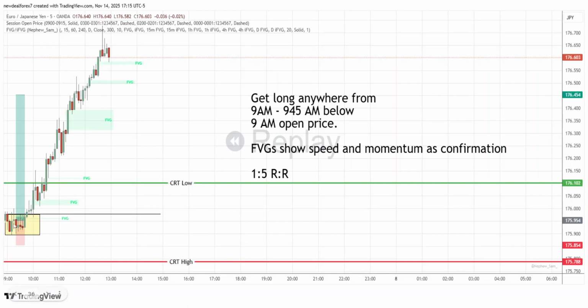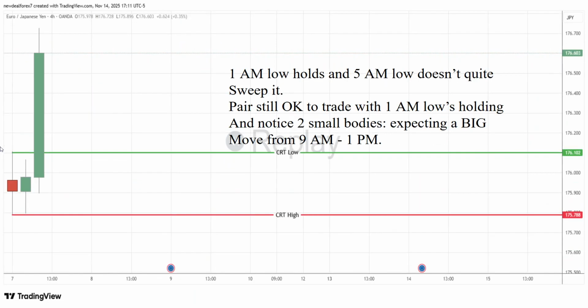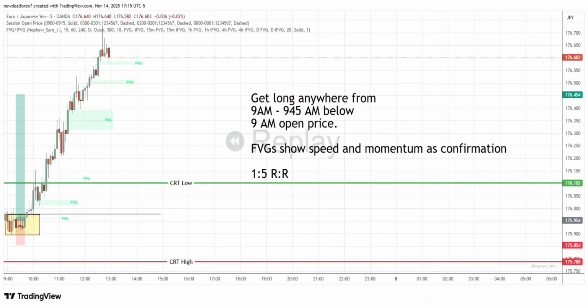But you're really looking for a straight away price action. Okay. But remember that the reason though that you wanted to see this breakout was because there were small bodies here. Small bodies lead to big ones. Okay. Especially if the pair has a high ADR.